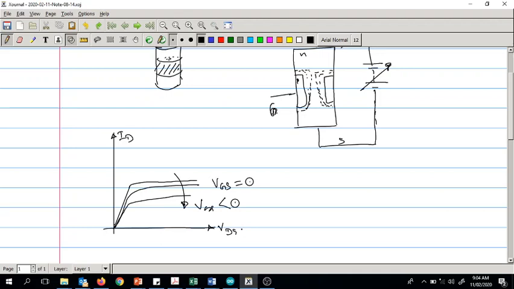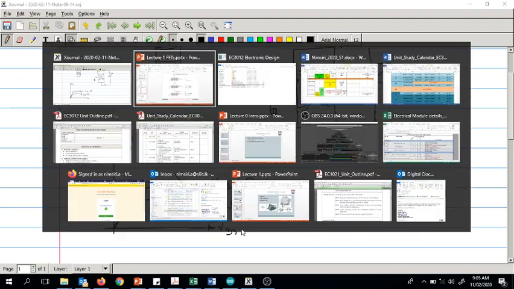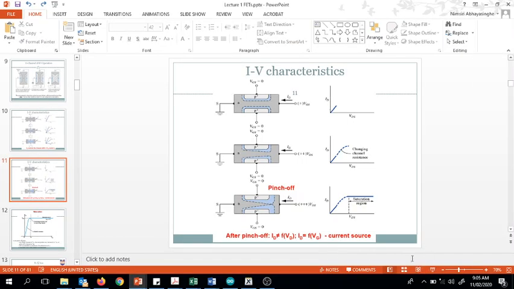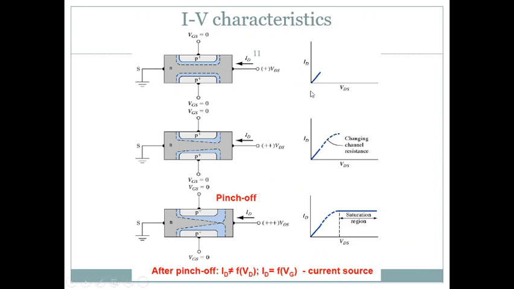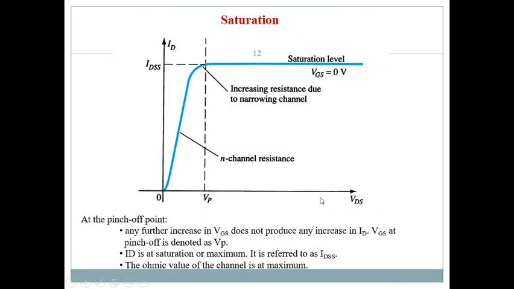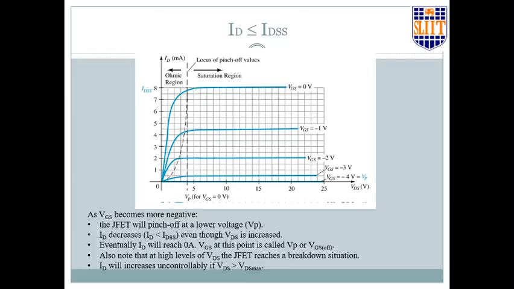So increasing drain source voltage will increase the current up until the pinch off occurs. After pinch off occurs, it will get saturated. So this is what is shown in here, all the stuff. This is what we have discussed so far.